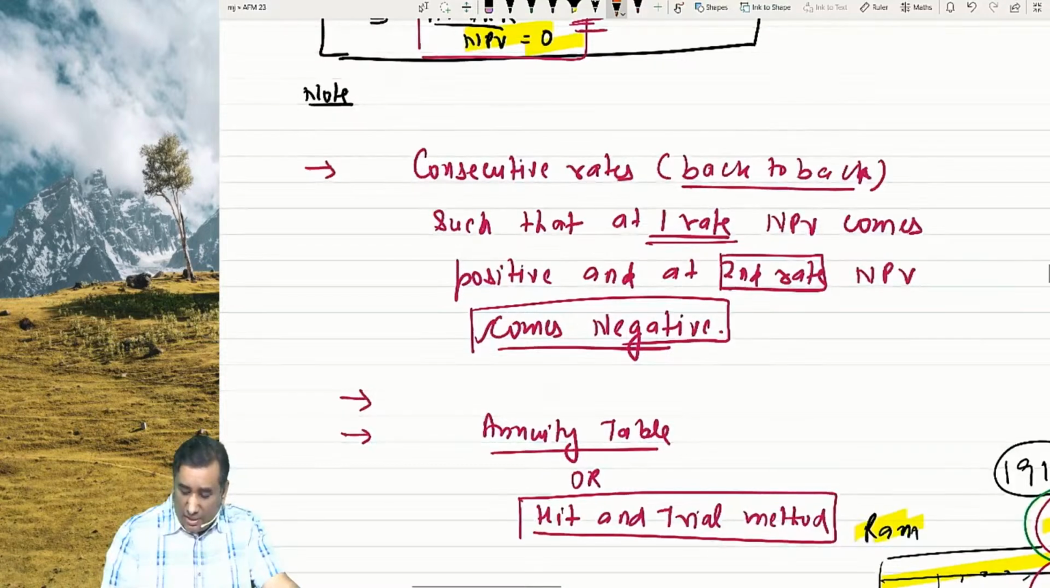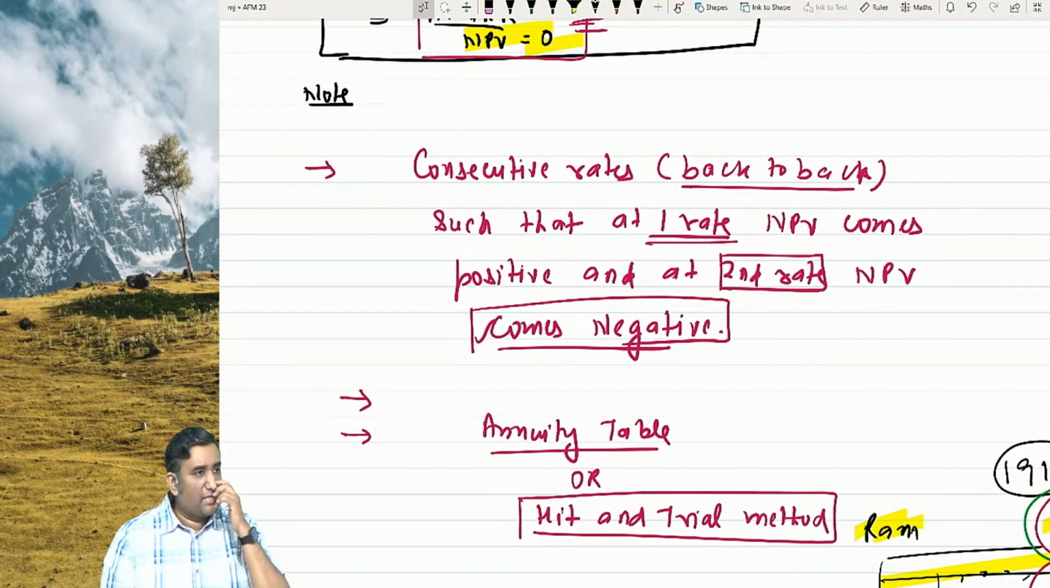So how do we use it, sir? Basically, we calculate two rates. Either they will be given in the question, 99% they will be given in the question. If they are not given, take any two rates of your choice, at one rate positive, at one rate negative, and then apply the interpolation.